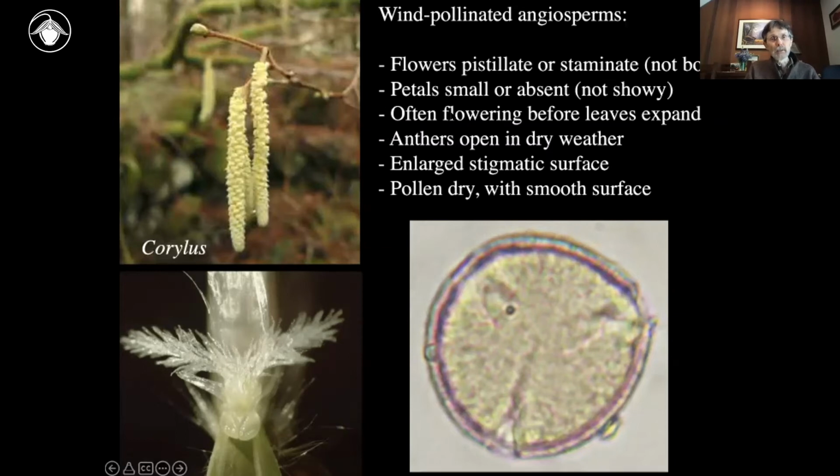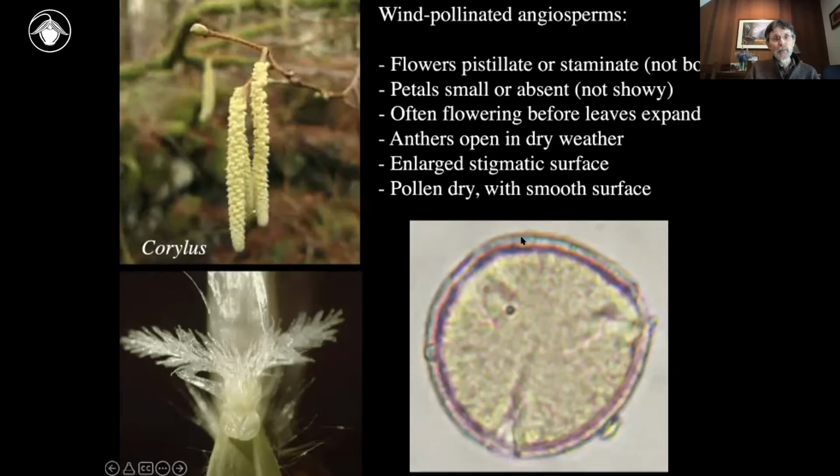And often the flowering happens before the leaves expand. In the case of deciduous plants that are wind pollinated, they tend to flower before the leaves come out in the spring. The leaves would just get in the way of pollen movement. And the anthers of the stamens open in dry weather, and the pollen itself is dry with a smooth surface. And here you can see a pollen grain of a wind pollinated plant.